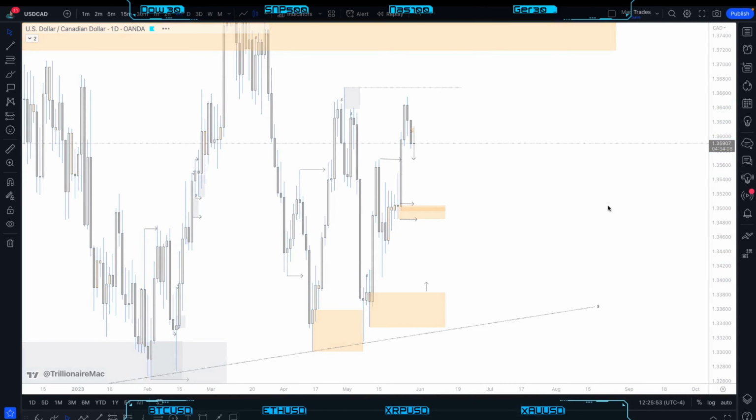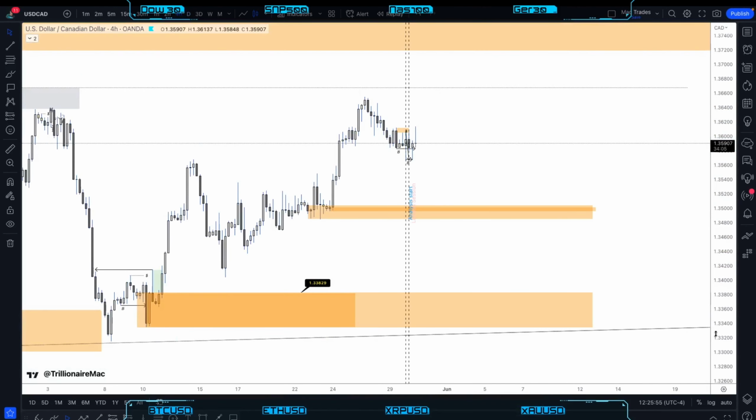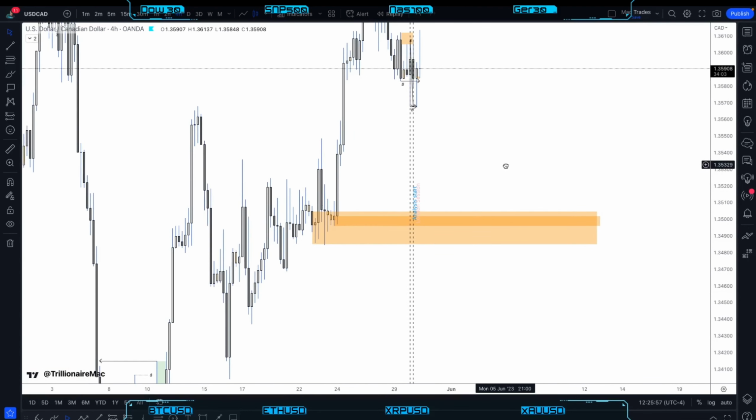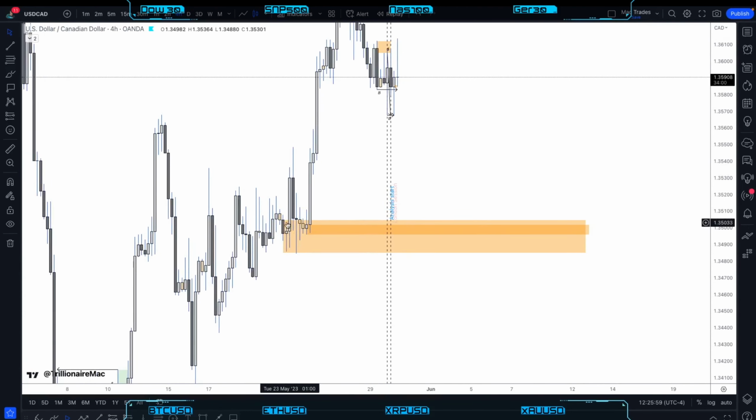Let's go down to the H4 time frame so I can give you guys this H4 point of interest here. So we have a daily point of interest here, and then we have a little bit of overlap with an H4 point of interest, which is here. The reason why I'm not using this H4 point of interest here is because it pretty much matches the daily point of interest.